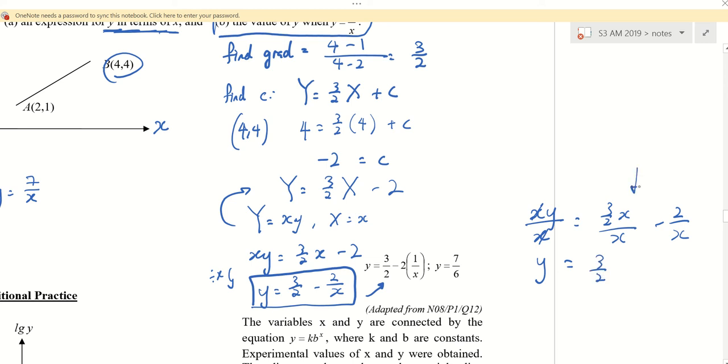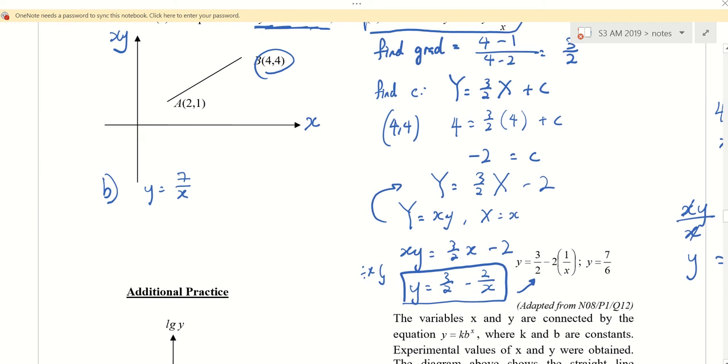This one, 2 term, got minus. Why is it 1 term? Bring over will be divide. So for example, 4x equals to 10. How do I find x? Bring over 4, right? Bring over 4 means divide or times. Divide 10 over 4. Can follow? Right. Let's look at B.